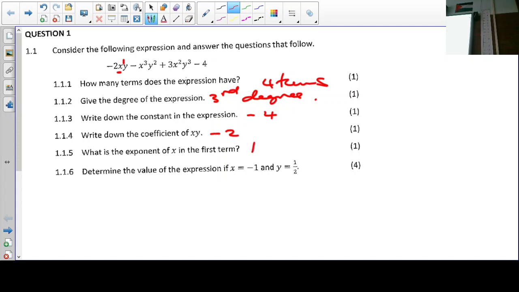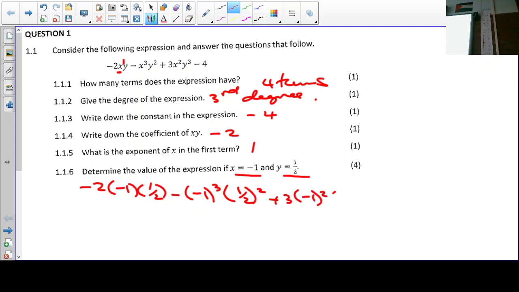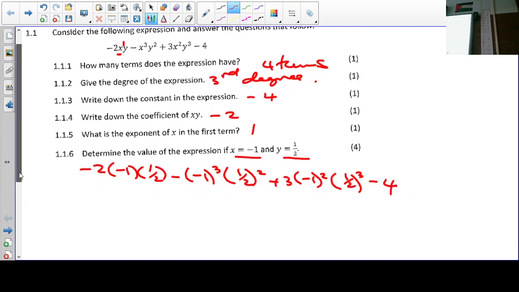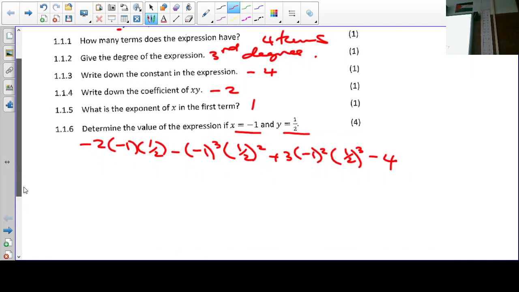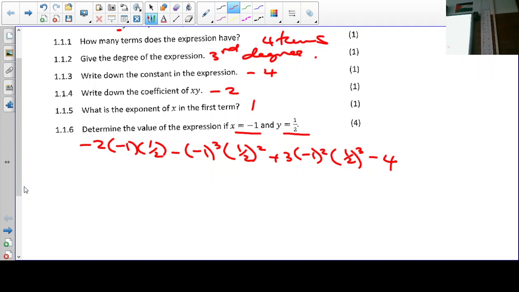And the last question, determine the value of the expression if x is equal to -1 and y is equal to 1/2. So this is your substitution question. Wherever you see an x, I put -1. Wherever you see a y, you put a 1/2. So it's -2 times -1 times 1/2, negative times -1 cubed times 1/2 squared, plus 3 times -1 squared times 1/2 cubed minus 4. You all agree with that? Yes. Did I make any mistake here? No? So 1 mark at that point already.